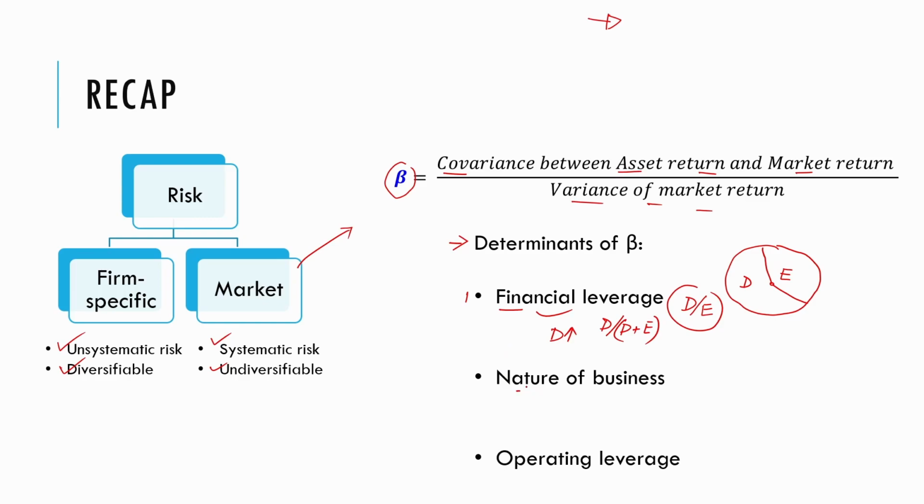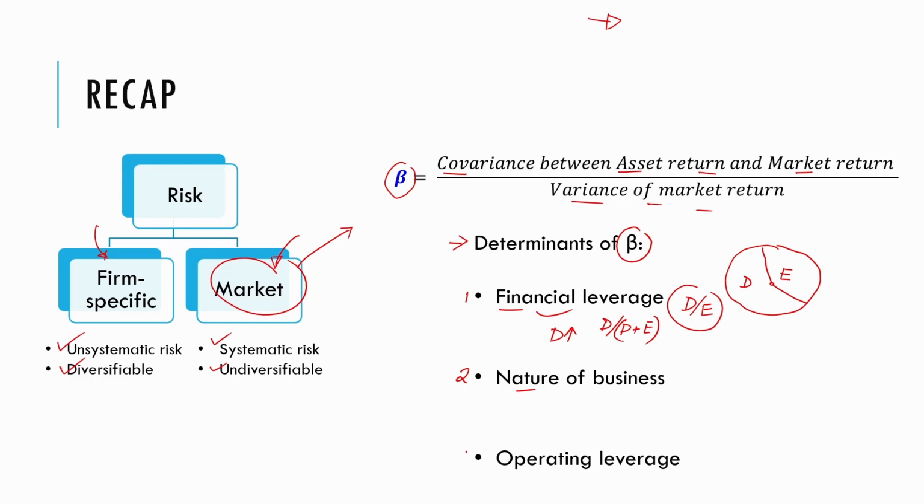Another source of risk is the nature of the business itself, that means the nature of the business the firm is in. That is a major source of risk. Which risk am I talking about? I have already told you that I am not specifically discussing firm specific risk here. I am only interested in market risk here. Since market risk is measured using beta, these determinants are applicable to market risk only.